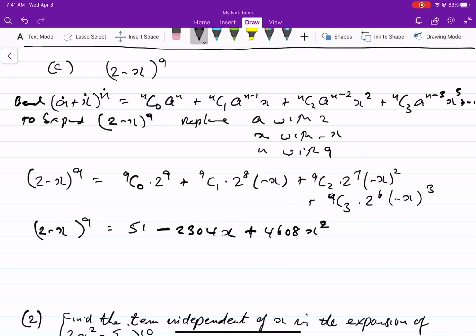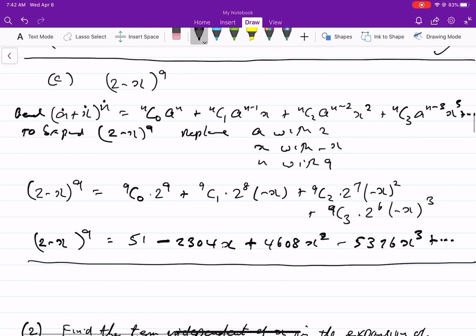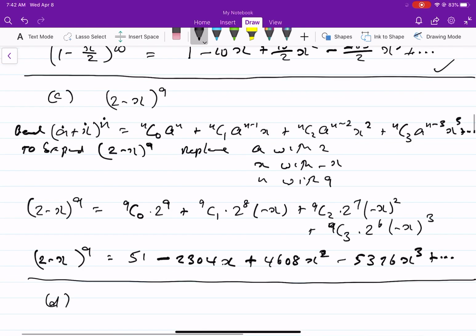And then the last one is 9C3, 2 to the power 6. 9C3 is 84 times 2 to the 6 is 64, 5376, and the minus comes out from the minus x cubed. So minus 5376 x cubed. These are definitely not difficult to do. Let's see what D has to offer.